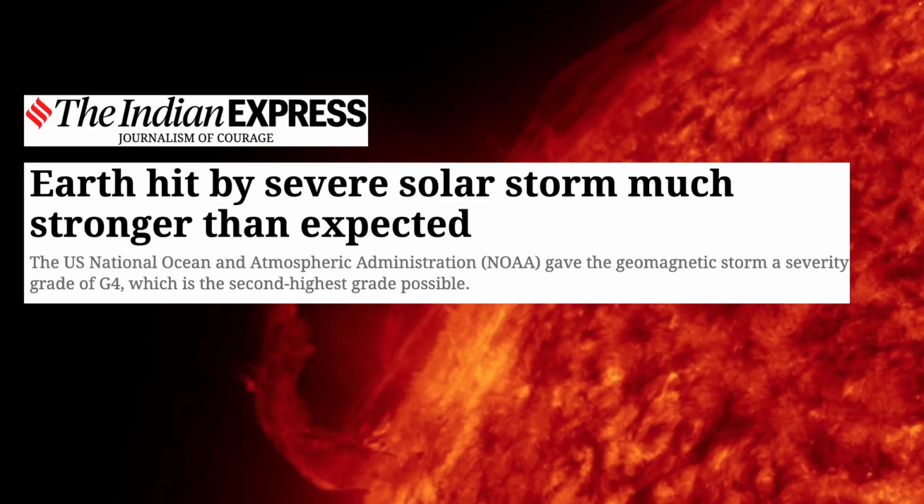Recently, Earth was hit by a severe solar storm which was much stronger than the expected intensity. The United States National Oceanic and Atmospheric Administration, that is NOAA, gave this geomagnetic storm a severity of G4, which is the second highest grade possible. It is also said that this has been the strongest storm in the last 6 years.